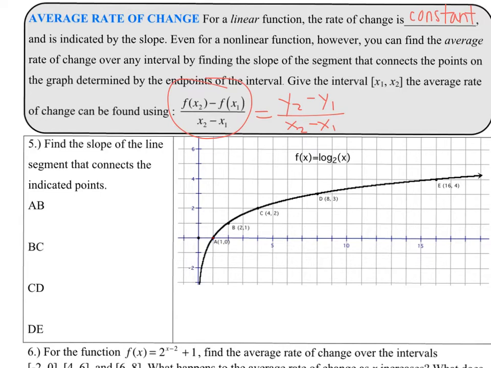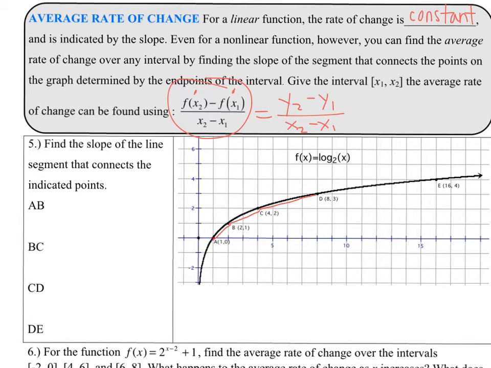So we'll need to calculate the y values if we don't already have them. Find the difference in the y values and divide it by the difference in the x values, just like we always do for slope. It's just that we're going to find the slope of these little tiny pieces connecting certain points rather than the entire graph, because the graph is not linear, it's a curve. So number 5, find the slope of the line segment that connects the indicated points.